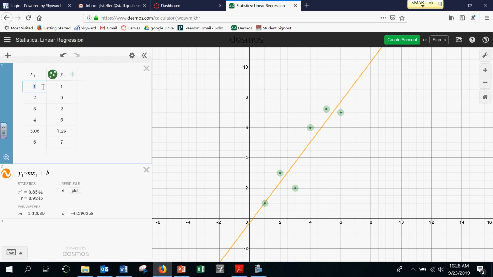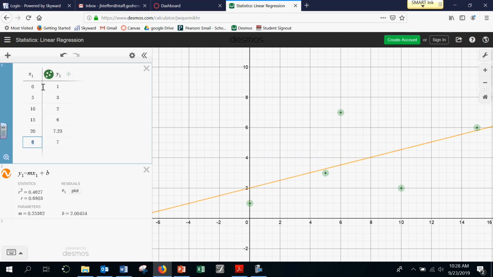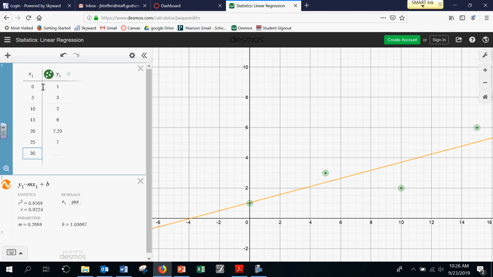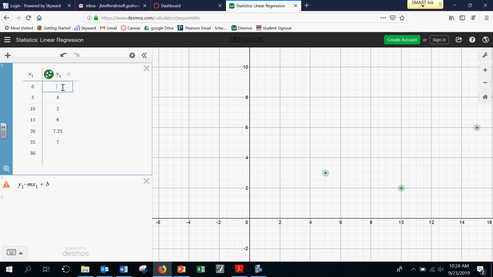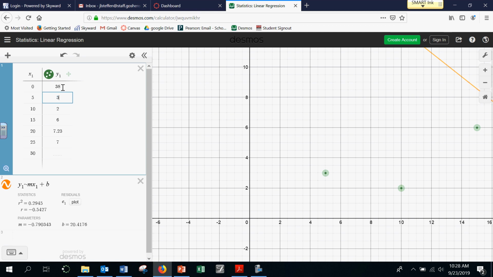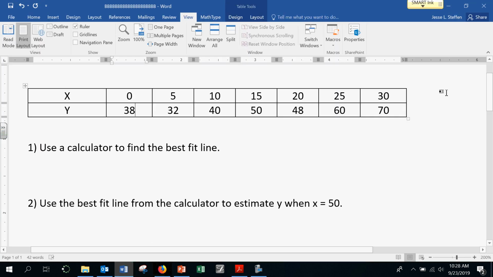So the first thing we're going to do is put in our data points. So we're going to type this out. We have 0, 5, 10, 15, 20, 25, 30. Then the other side we have 38, 32, 40, 50, 48, 60, and 70. And that should be your X and Y values of this table here. So the X values and the Y values.